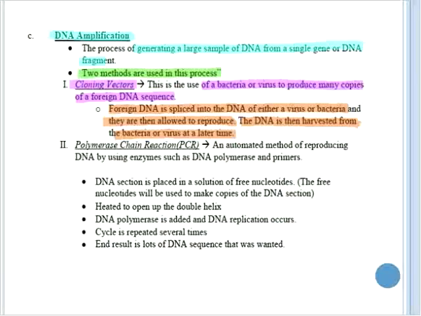Another method that is used is known as the polymerase chain reaction, or PCR. It is an automated method of reproducing DNA by using enzymes such as DNA polymerase and primers. The steps are as follows. Initially, the DNA section of interest is placed in a solution of free nucleotides. Later, these nucleotides will be used to make copies of the DNA section. The DNA is then heated to open up the double helix. DNA polymerase is added, and DNA replication starts to occur. This cycle will be repeated many times, and the end result is lots of the DNA sequence that you want to attain.